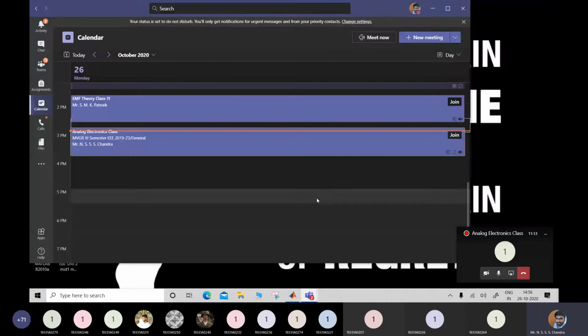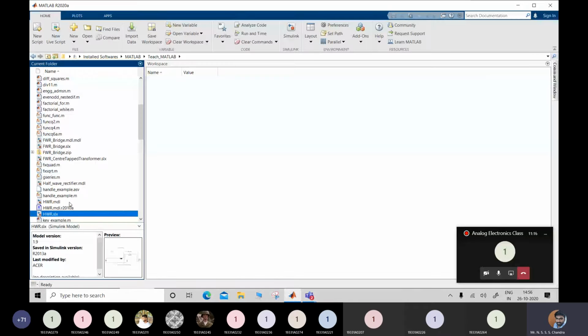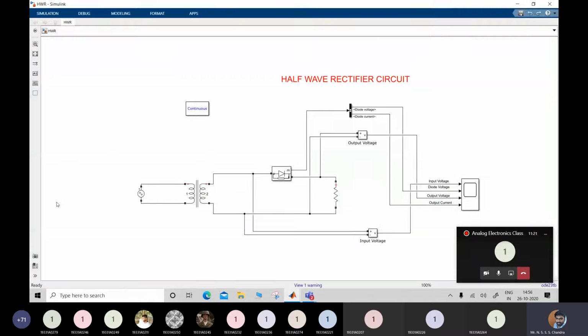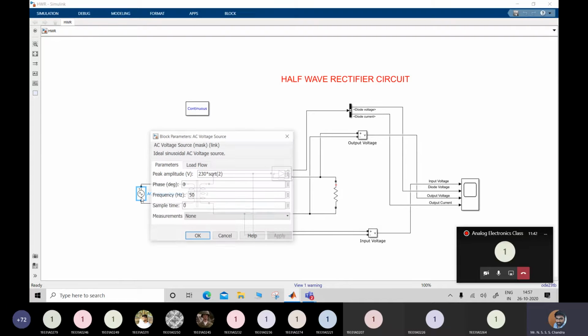Then I'll be opening the circuit. So this is exactly the same circuit. The only difference is that instead of taking the supply directly from the voltage source, I'm using a transformer in between. Can you see this diagram? Is my diagram visible to you? Please respond. Yes. Okay.